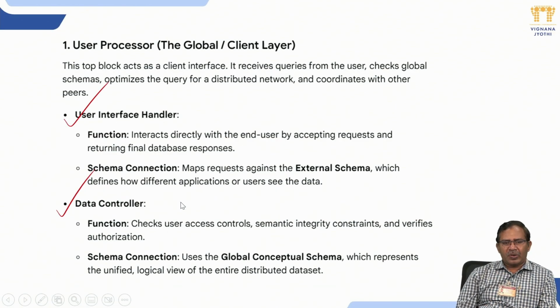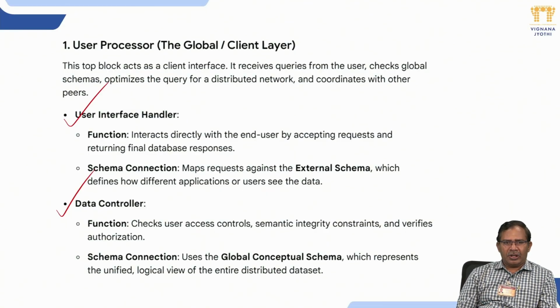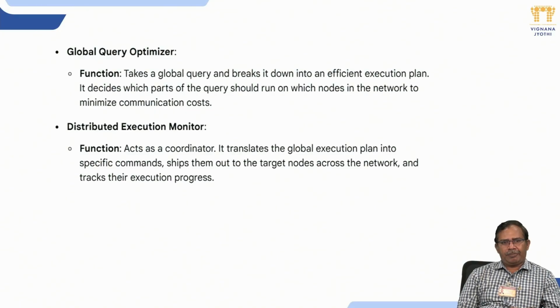Then the data controller. The data controller checks user access controls, who is allowed for what purpose, and semantic integrity constraints, and verifies authorization: what they can do, and for what purpose they are allowed. In the schema connection, it's a global conceptual schema which represents the unified logical view of the entire distributed data set. So the user interface handler and the data controller come under the first user processor layer.